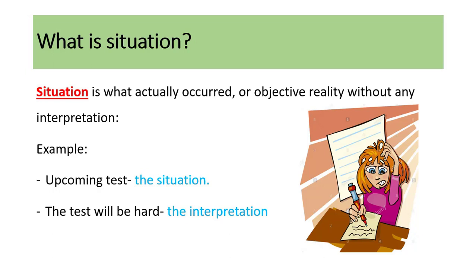What is a situation? A situation is what actually occurred, or objective reality, without any interpretation. An example of a situation is an upcoming test. The upcoming test is the situation. But the interpretation of this situation is that maybe the test will be hard. This is the interpretation of the situation.